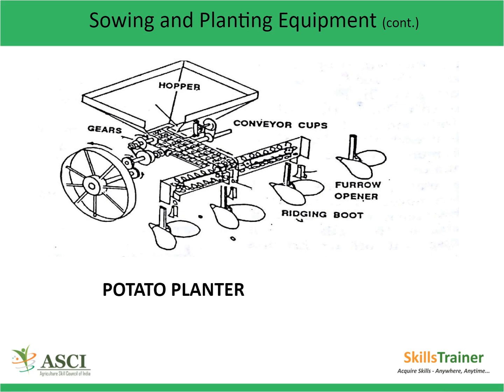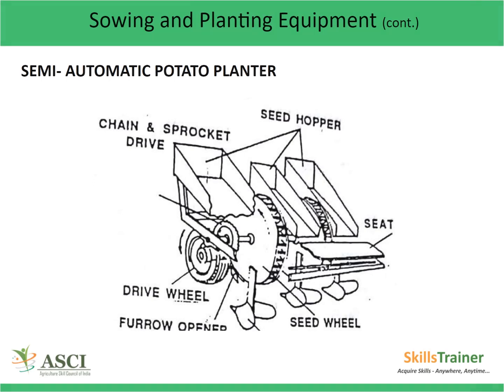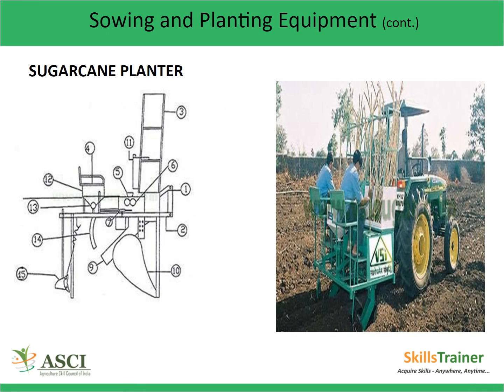Its different components are gears, hopper, conveyor cups, furrow openers, and ridging boot. Dear trainees, this is a real life picture of a potato planter. Different components of a semi automatic potato planter are chain and sprocket drive, seed hopper, seat, drive wheel, furrow opener, and seed wheel. Dear trainees, this is how a sugarcane planter looks like.